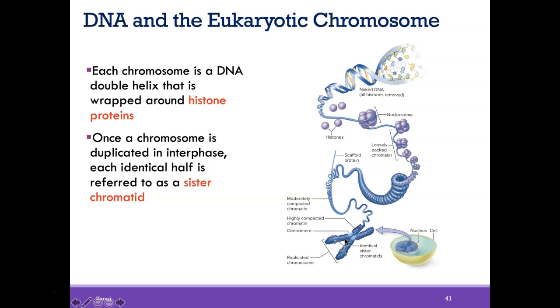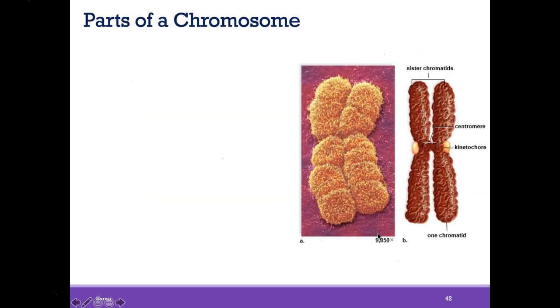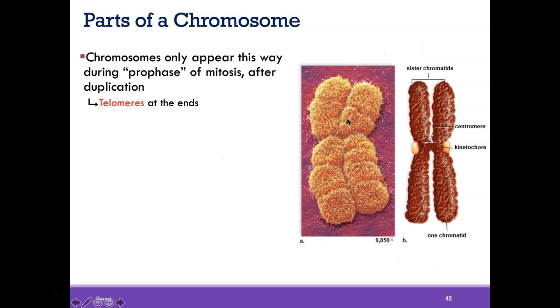Once the chromosome is duplicated in interphase, each identical half is referred to as a sister chromatid. So these are identical sister chromatids. Each chromatid has a centromere in the middle. That's the middle of the chromosome. In a replicated chromosome, we have 2 centromeres. Telomeres are at the end. Again, chromosomes only appear this way during prophase of mitosis after duplication. The telomeres are at the ends, the centromeres are in the middle.